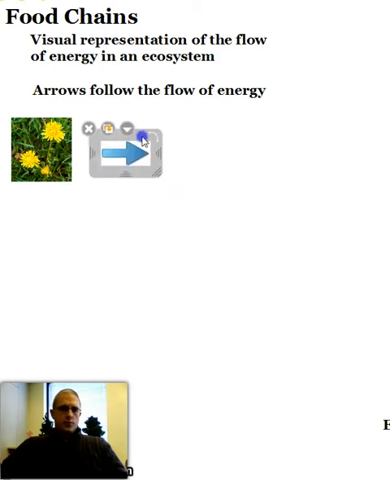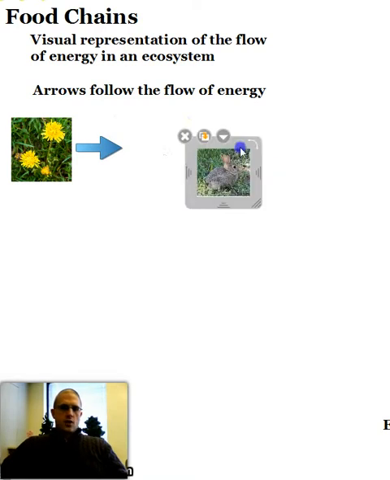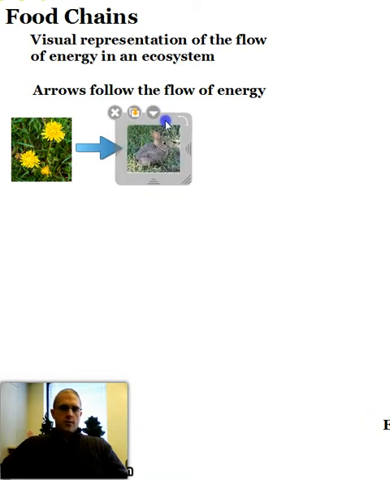Now, those producers are going to be eaten by specific consumers. In this case, we're going to have an herbivore. The herbivore, as we gave an example of before, could be a rabbit. So here's my dandelion getting eaten by my rabbit. The flow of energy is going to the rabbit. The rabbit's going to have to eat a lot of plants, because remember, we lose a lot of this energy in the form of heat as this transfer goes on, so it has to eat a lot more plants to get the energy it needs.